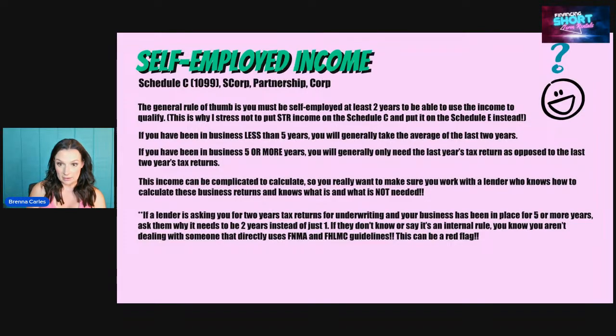This is a red flag. It can be a red flag. Because let's say you've been in business 5 years, you had a really slow year in 2023, it was awful. 2024, you're back in action. You've got good numbers. If they average those 2 years when they really shouldn't, that could make or break you for this deal. That could ruin your pre-qualification. So it's very imperative and important that you know these simple general guidelines when it comes to calculating self-employed income.